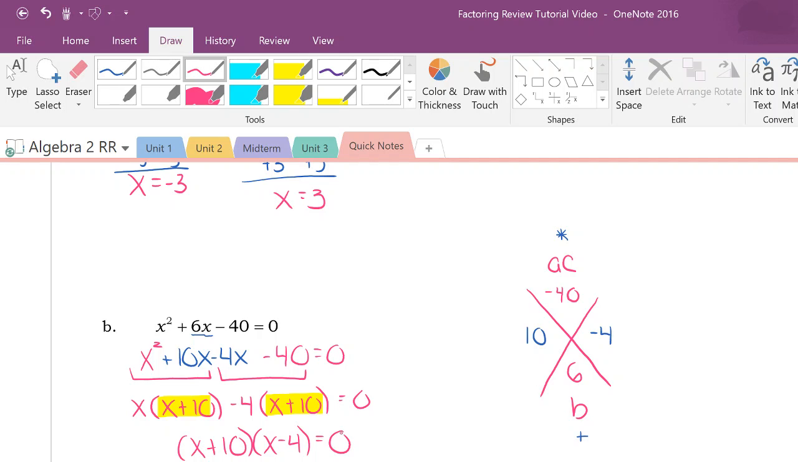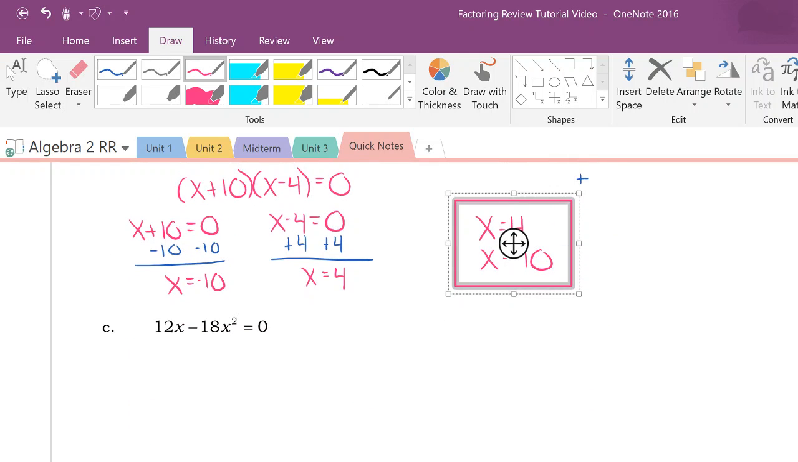So x plus 10 times x minus 4 equals 0. Again, I now have a product of two terms, so I can use the zero product property to set each factor equal to 0. I will solve each mini equation. In the first example, I'm going to subtract 10, and I get x equals negative 10. In the second, I'm going to add 4 to both sides, and I get x equal to 4. My two answers, clearly denoting solutions as opposed to factored form, are 4 and negative 10. Box those up and clearly show your answers.